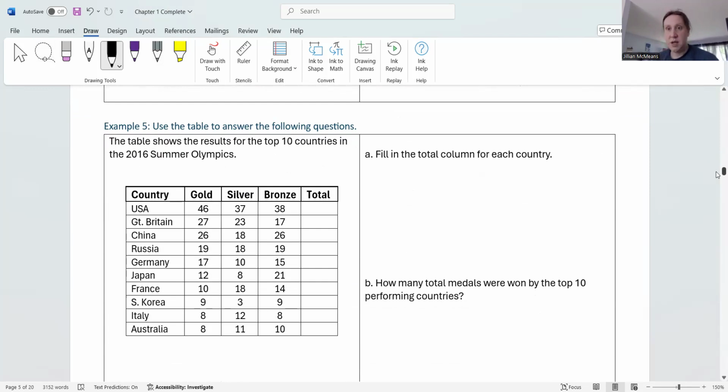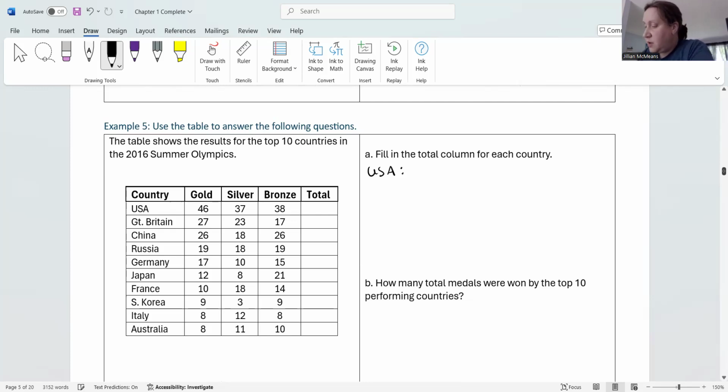Now, this is a ton of work right here. Okay, adding up, we've got the top 10 countries. Each country has 3 different groups of medals. We would have to add so many numbers. In a situation like this, it would be very reasonable to use your calculator instead of showing all the individual work, is what I'm trying to say. So for this one, we need to make sure that we understand for the USA, I'll show you a couple of these and then we'll just go to the calculator for the rest.